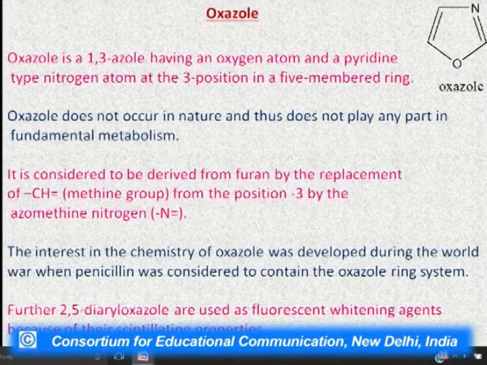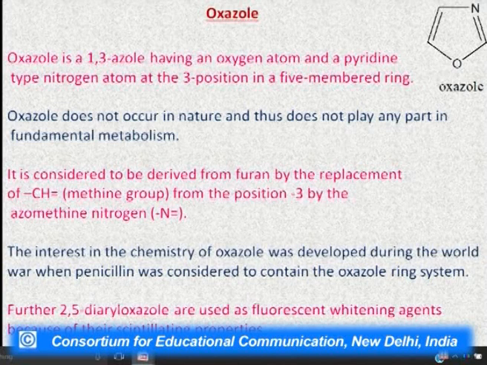Now, after completing the first member imidazole, we will start with the second member, which contains the other heteroatom oxygen, then nitrogen. It is called oxazole. Oxazole is a 1,3-azole having an oxygen atom and a pyridine type nitrogen atom at the 3 position in a 5-membered ring. These oxazoles do not occur in nature, so they do not play any part in the fundamental metabolism of a human body or a plant system.